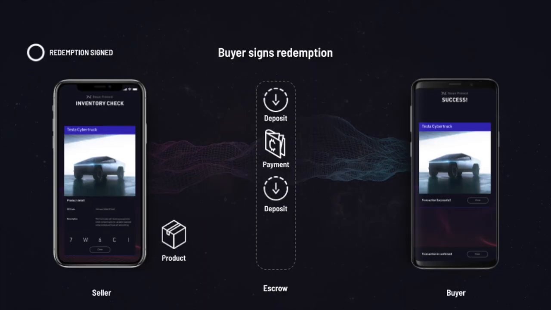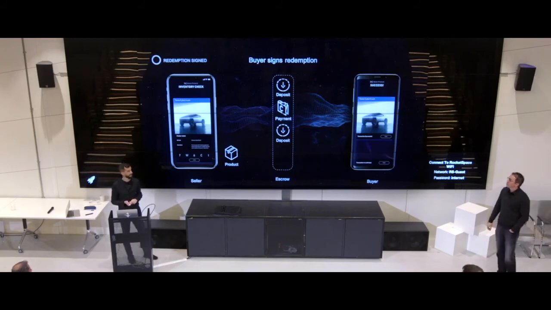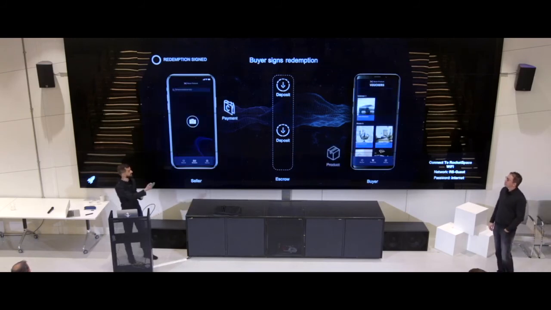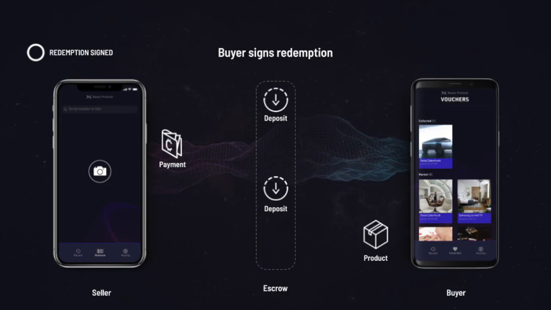Both are notified that the transaction is recorded on blockchain as redemption signed, which means that the payment gets released to the seller and the product is delivered to the buyer. Now everything's fine, but only the two deposits are still locked in the escrow. If any of the actors would not fulfill their part, their deposits would be slashed and moved to the pool.